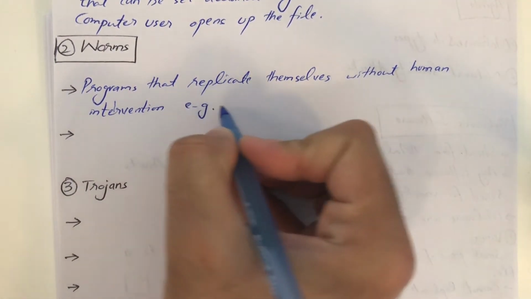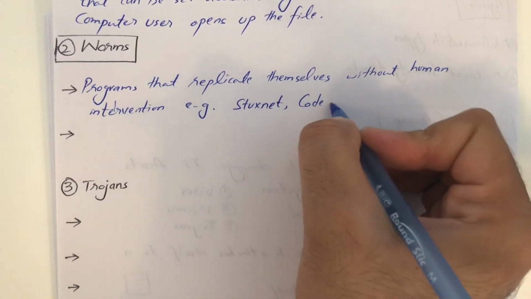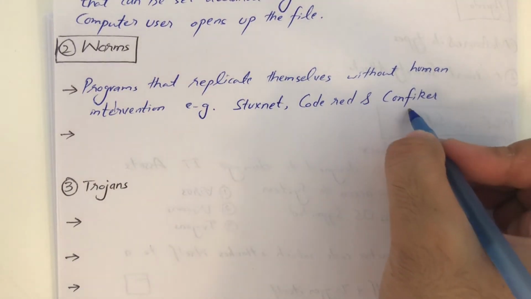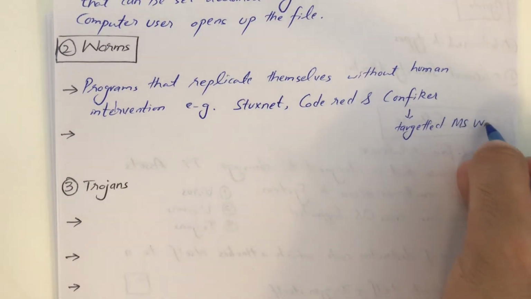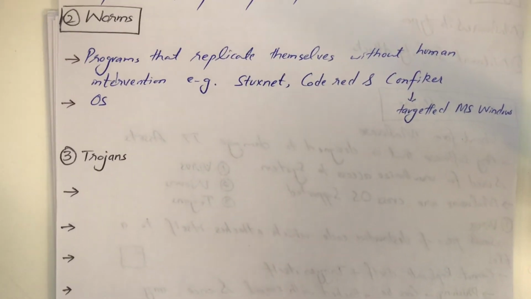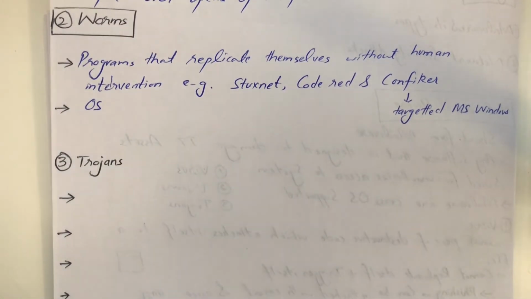Examples of worms are Stuxnet, CodeRed, and Conficker. So these are some of the examples, and Conficker is basically one which targeted Microsoft Windows, especially Windows 7. It targeted Windows 7, and it can affect any operating system as well. It's not just Microsoft Windows. And usually worms are designed to take control of a network to turn a computer into a zombie computer, so an attacker can use that computer as a platform and launch attacks.